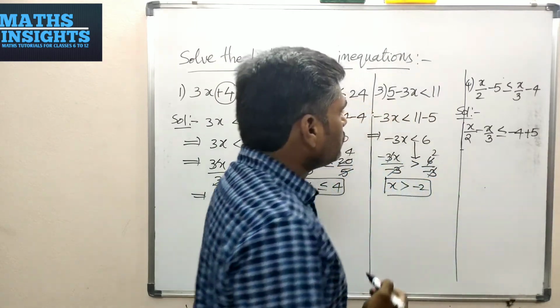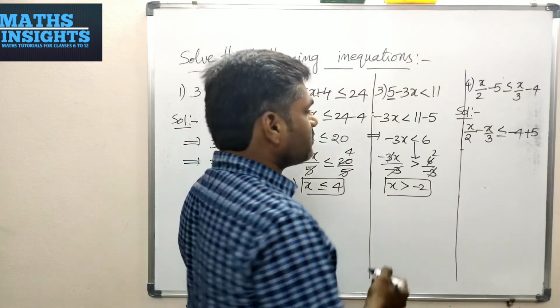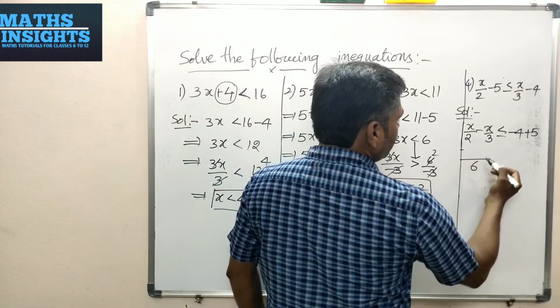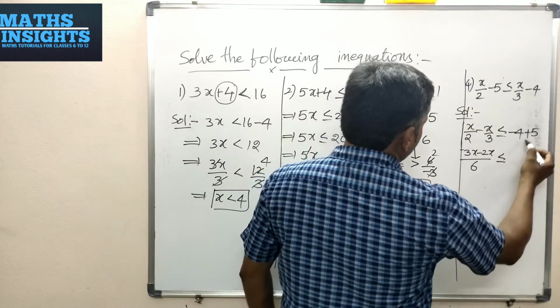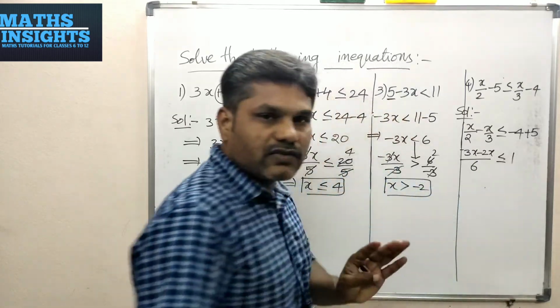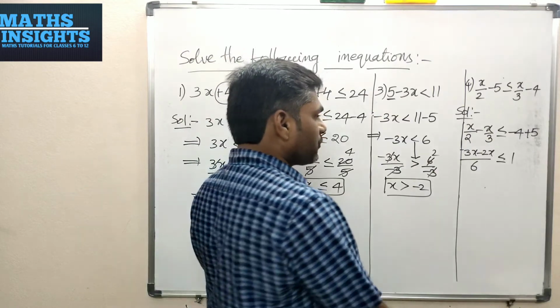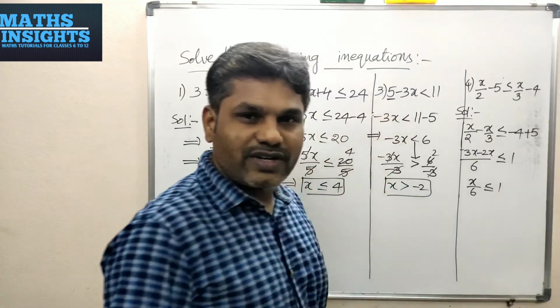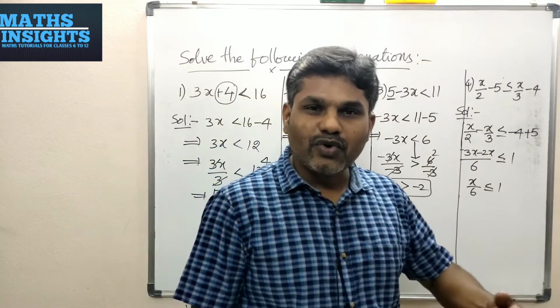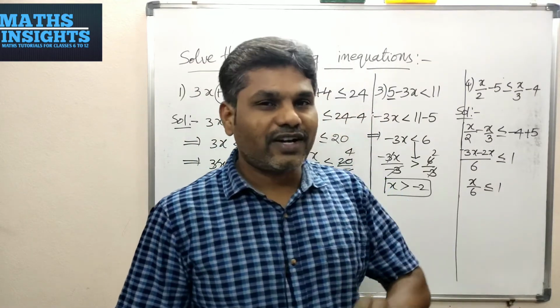Therefore, x by 2 minus x by 3. If you take the LCM, it will be 6. This is 3x minus 2x less than or equal to minus 4 plus 5, which is plus 1, right? So this is x by 6 less than or equal to 1. Dear students, you are applying every rule that you learned. That is a very important application.